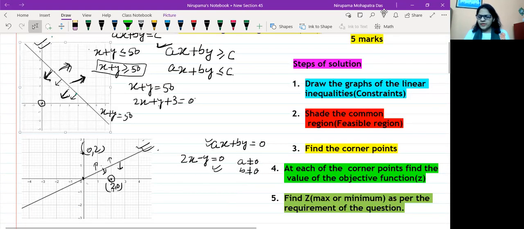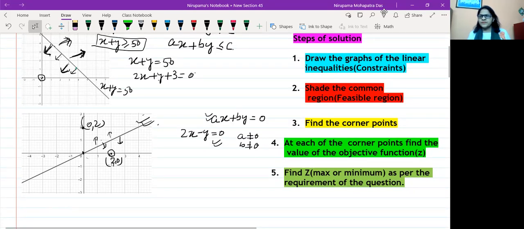Okay, so here I am taking 3 questions and we will cover LPP in one go. And the result is 5 marks in the exam. So how to do this? Steps of solution. See, whenever you get any linear inequation, the format will be like this.